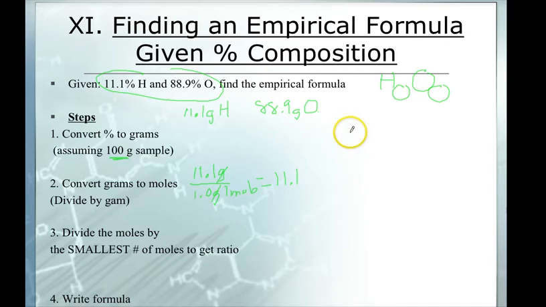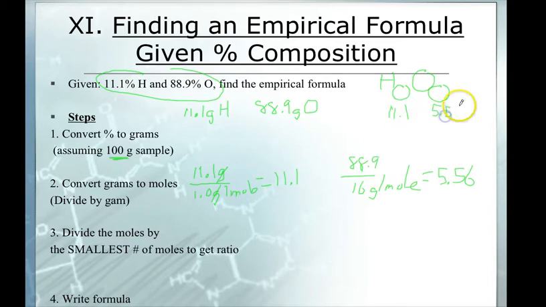I'm going to do the same thing for the oxygen. I have 88.9 grams divided by the mass of oxygen, which is 16 grams in a mole. And let's see what we're going to have. 88.9 divided by 16 gives you 5.56. So right now what it's saying is that this number is 11.1 and this is 5.56.